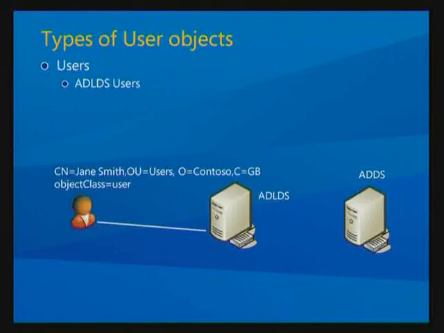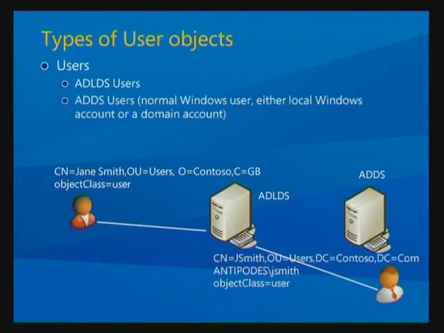Now, I introduced this concept of a user proxy. There are a couple of different classes of users that we need to understand in terms of the directory. First of all, we have a normal Active Directory Lightweight Directory Services user. In this case, I've got a user called Jane Smith, and you can see that's the distinguished name, so she's in the Contoso partition, and she's a user object. I can also create a user, and in this case, it's Joe Smith. He's actually in my Antipodes domain.